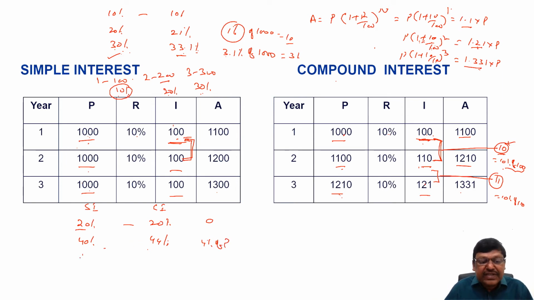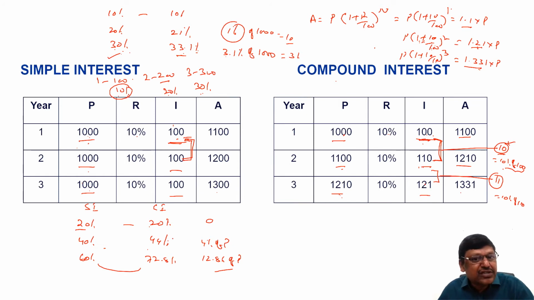For 3 years, it will be 60%. It will be 1.2 whole cube. 1 plus 20 by 100 whole cube means 1.2 whole cube is 1.728. 1.728 means I can say 72.8%, we can say 12.8% of the principal is the difference. This is how you can stick to the basic concepts and solve it.